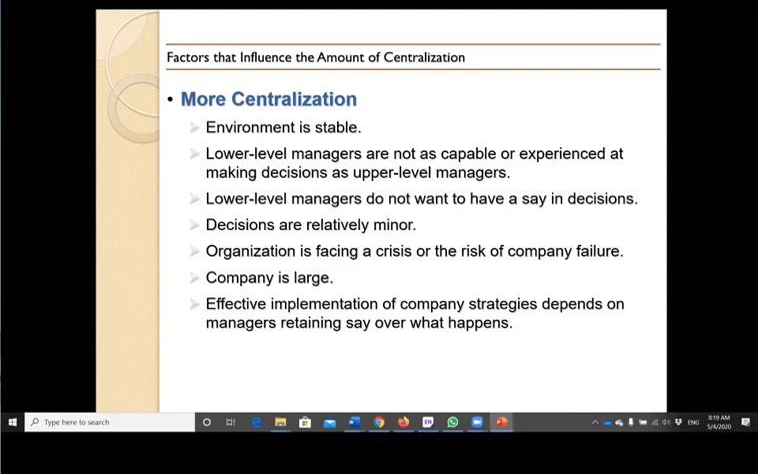When you want a higher level of centralization, there are some cases where you may want to make more centralization in your organization. For example, if the environment is stable, I mean, not changing very much.